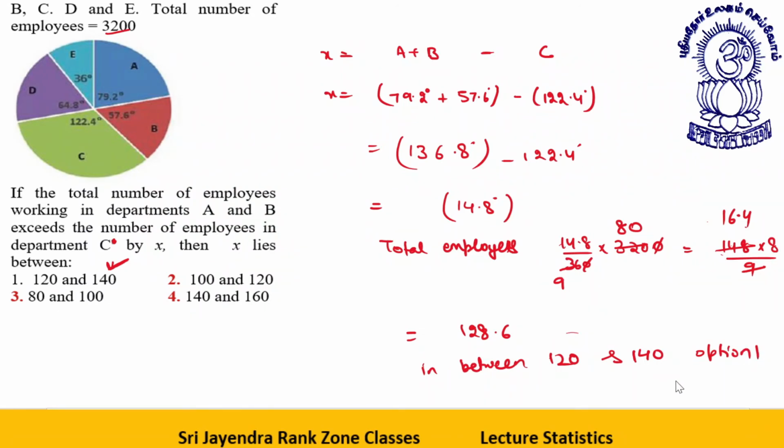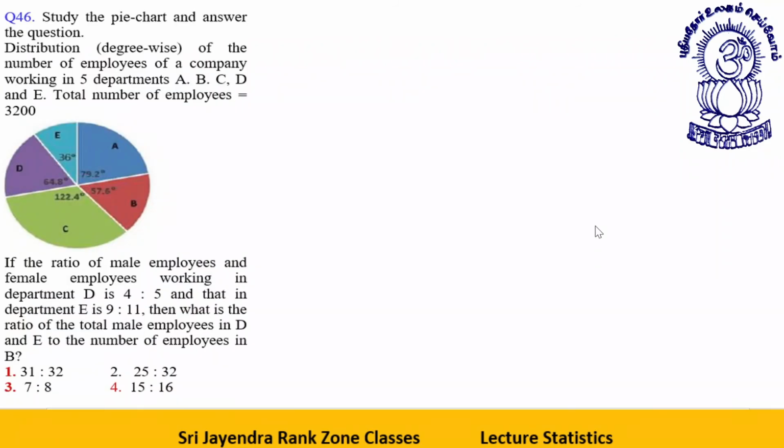Am I very clear, dear students? Let's take the next one. Now we have a good question, a little bit calculated. If the ratio of male employees and female employees working in department D is 4 is to 5, D, male, female, this is 4 is to 5. And that in department E is 9 is to 11. E is male, female, 9 is to 11.